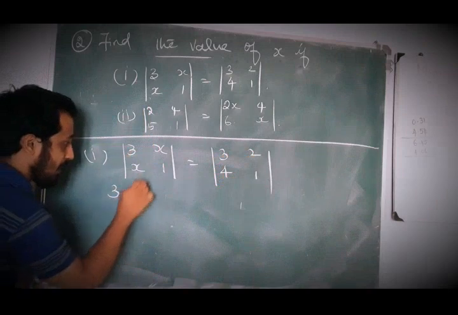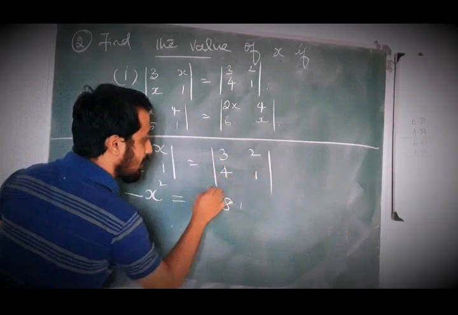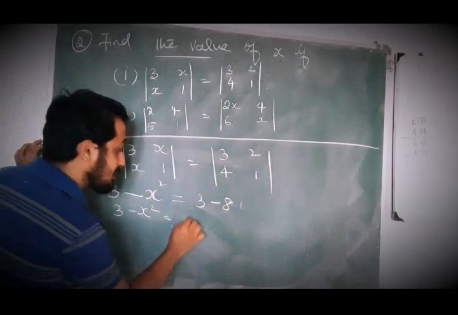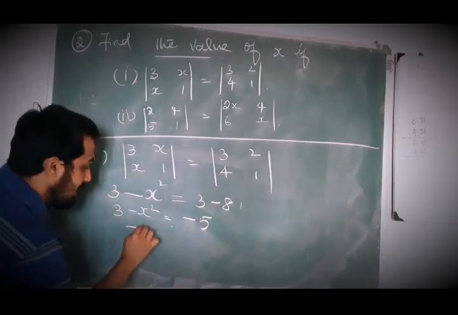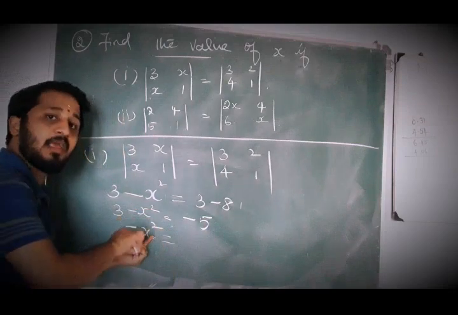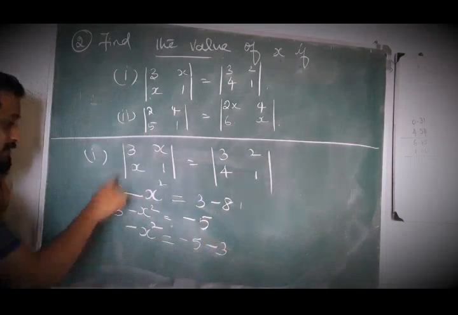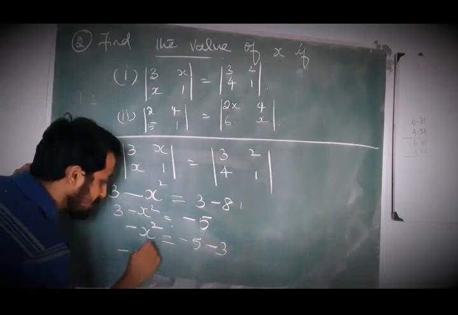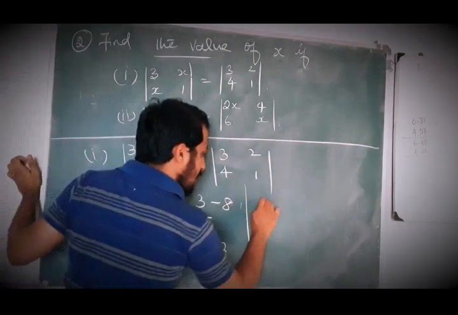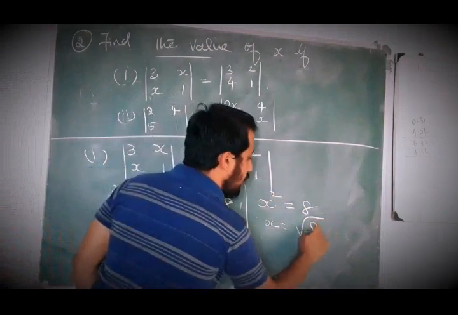3 ones are 3 minus x into x, x square, is equal to 3 minus 8. 3 ones are 3, 4 twos are 8. So 3 minus x square is equal to 3 minus 8, which is minus 5. Now minus x square is equal to minus 5 minus 3; variable I am keeping on one side, numbers I am taking to the other side. Yes sir, plus 3, that's why it goes minus 3. So minus x square is equal to minus 8. Minus minus will be cancelled. So x square is equal to 8. Therefore x is equal to root 8.